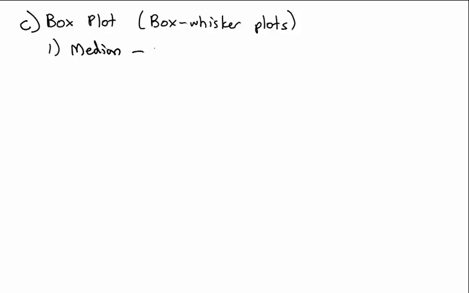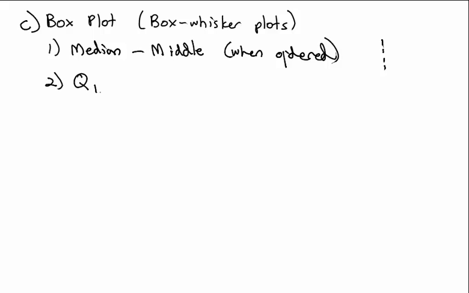The median is the middle value when ordered. So we put the numbers in order, and we find the middle one. That's the median. The way on the box plot we're going to represent the median is with a dotted line.